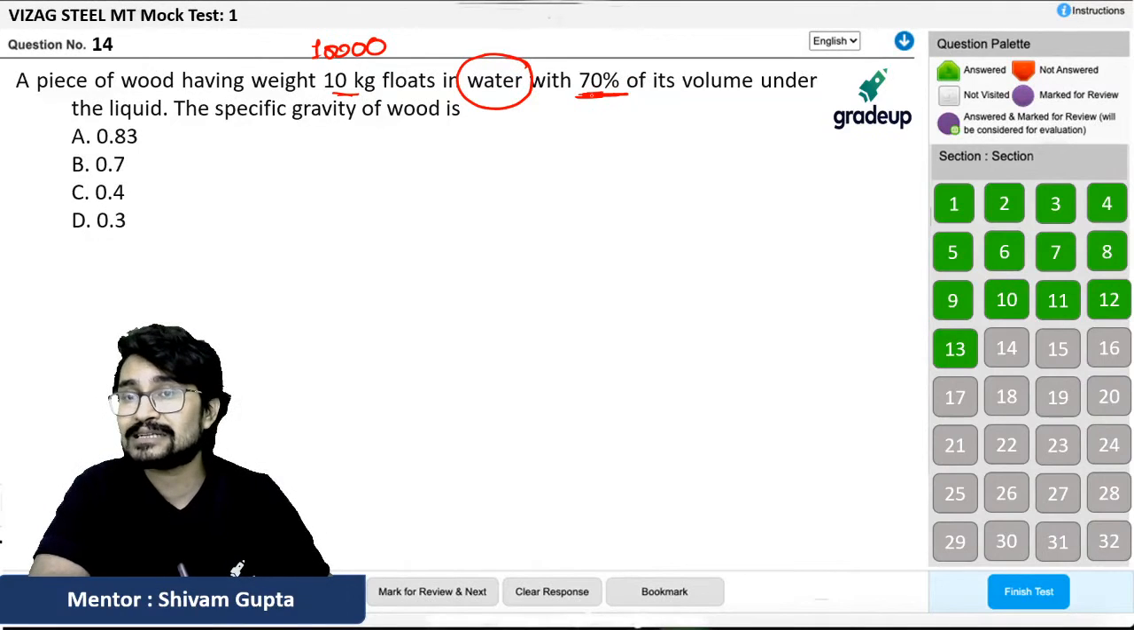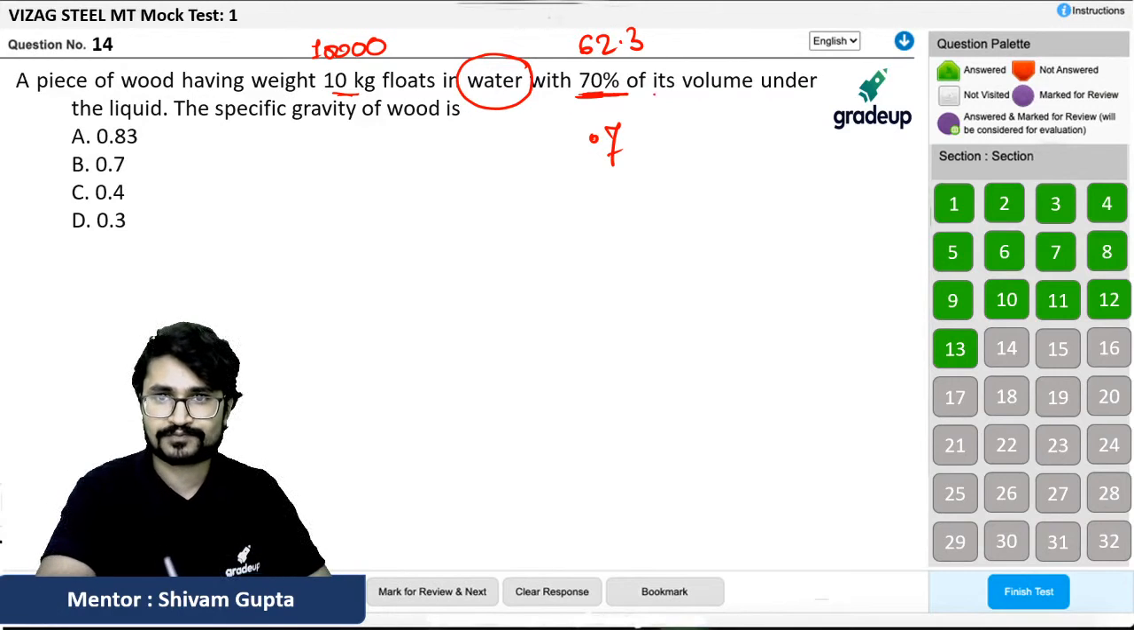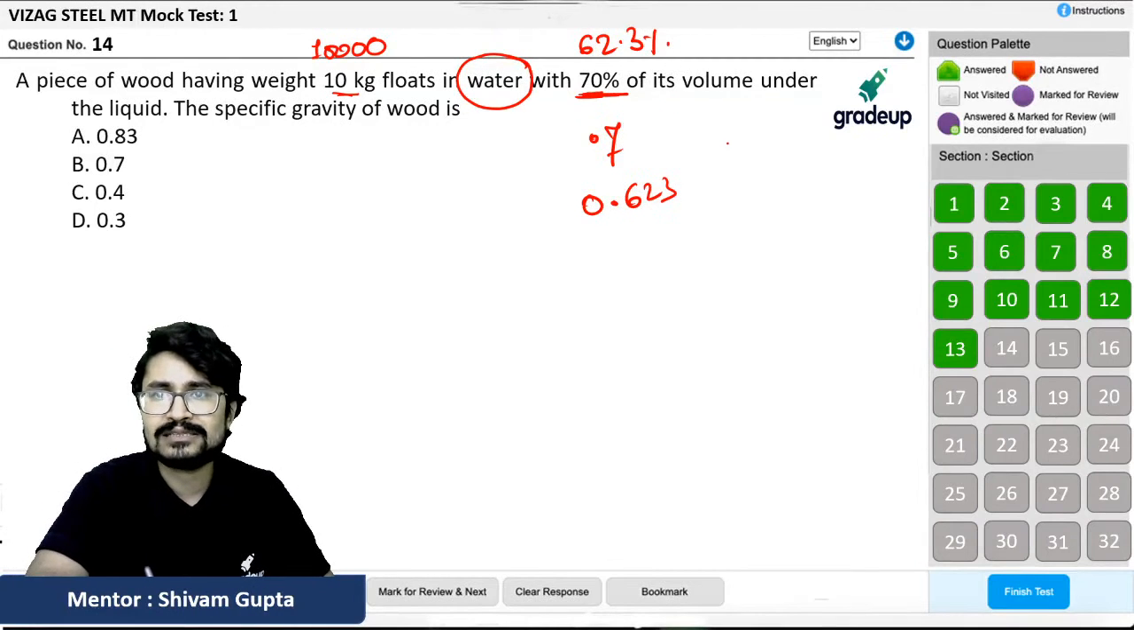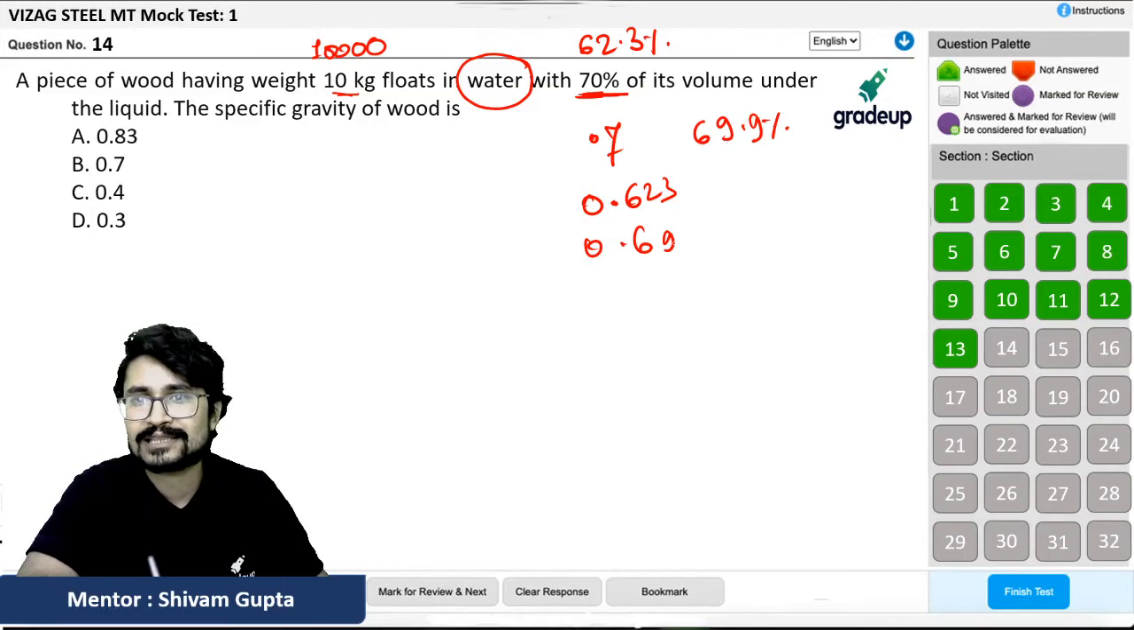If here it is written as 70, then the specific gravity will be 0.7. If here it is written as 62.3, then the specific gravity will be 0.623. If here it is written as 69.9%, then the specific gravity will be 0.699.